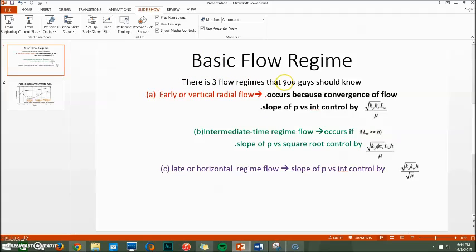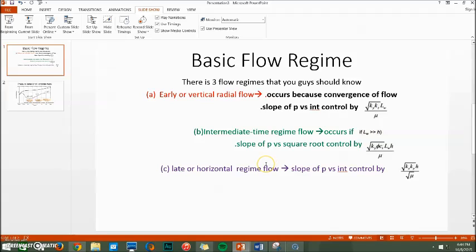There are three flow regimes that you should know: early vertical radial flow, intermediate time regime flow, and late or horizontal regime flow. What is early or vertical radial flow? It occurs because of convergence of flow, and the slope of P versus ln t is controlled by this formula. While for intermediate time regime flow, it occurs if LW is greater than H. The slope of P versus the square root of t is controlled by this formula. Late or horizontal regime flow: the slope of P versus ln t is controlled by this formula.